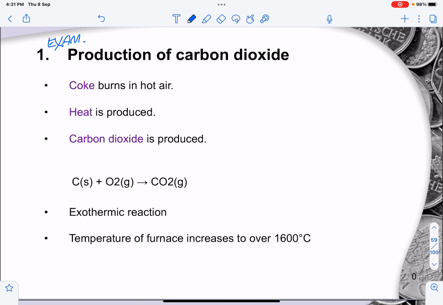So first, coke burns in hot air, and this will form heat. So carbon dioxide is also produced, such that carbon, when reacting with oxygen, will form CO2. So carbon plus oxygen. Okay, and because a lot of heat is produced, this is exothermic, and this can be seen where the temperature of the furnace will increase to over 1600 degrees Celsius.